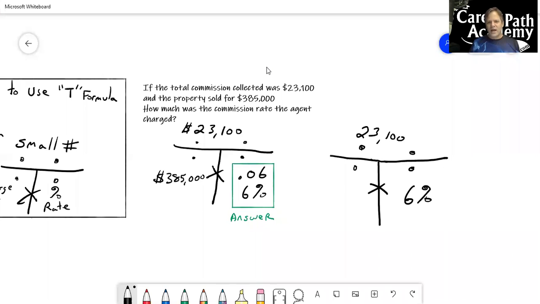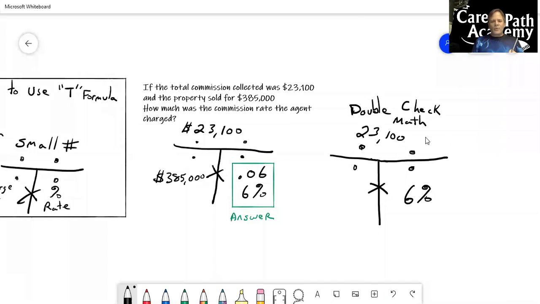All right, so I just want to walk you through how you can also double check the math. Okay, so double check math. I don't know why my C became an O, but that's Microsoft for you. All right. Let's give you guys another problem.